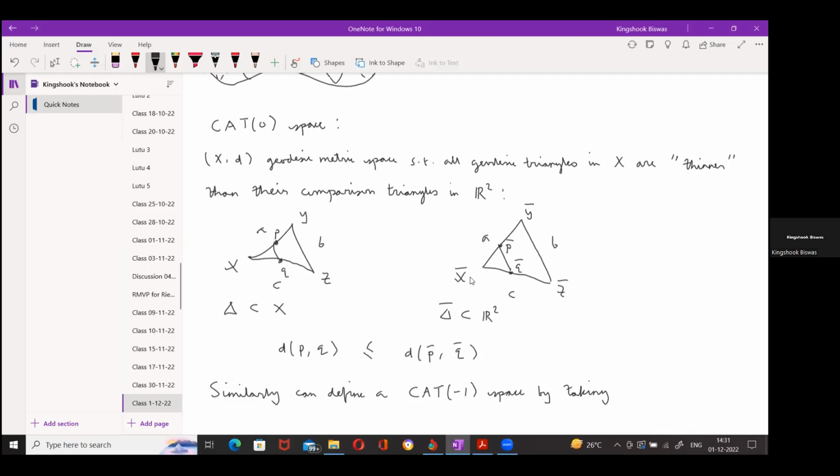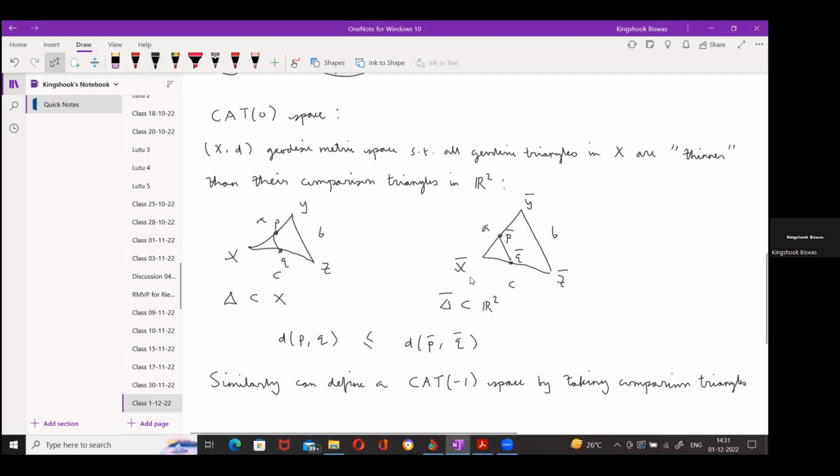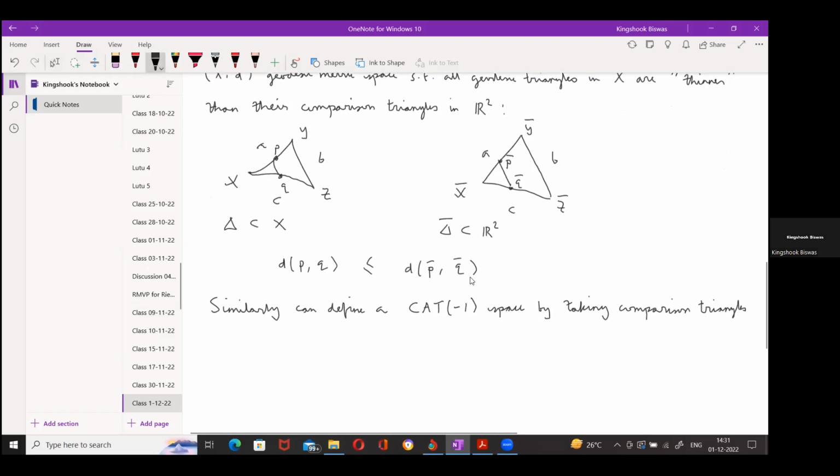So then you want your geodesic triangles in X to be thinner than the comparison triangles in H2. So this minus one here refers to the constant curvature of the model space H2. This has constant curvature minus one, whereas the CAT(0) refers to the constant curvature of the model space R2. That has curvature 0 everywhere, right?